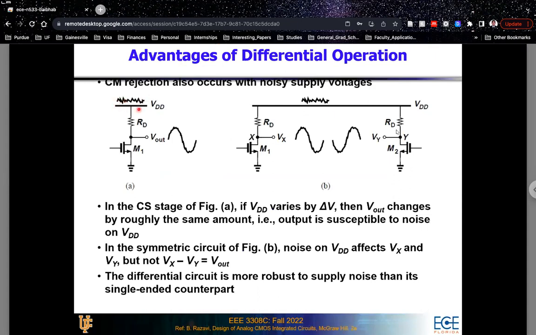For example, in this slide, we had seen the effect of supply noise, which for a single-ended operation will be available at the output. But for a differential operation, as both of the outputs are getting subjected to the same amount of noise, the difference of those two outputs will be a clean sine wave.